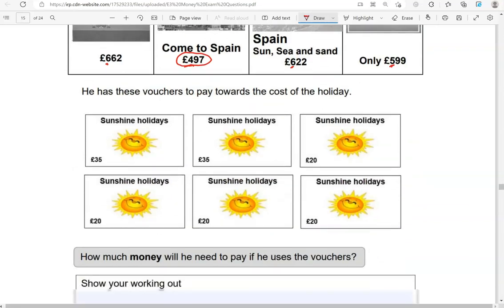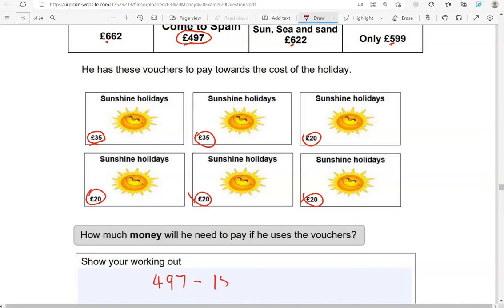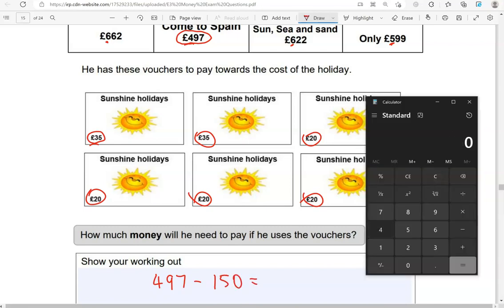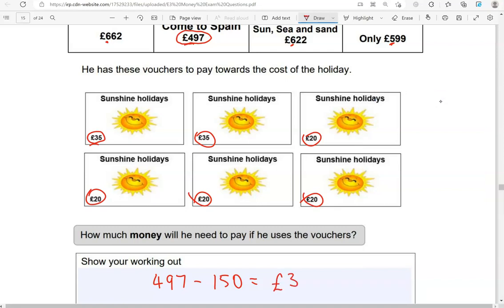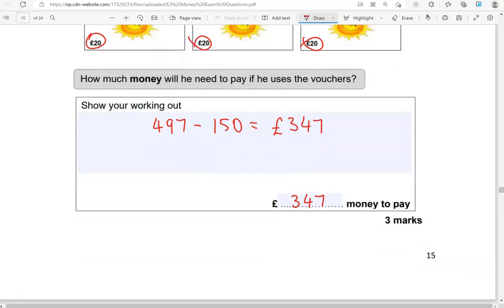So he has these vouchers to pay towards the cost of the holiday. So that's 35 and 35, 20, 20, 20, 20. So we'll need to add these together. 35 plus 35 plus 20 plus 20 plus 20 plus 20 gives us £150. So we'll do now 497 minus 150. Which is £347. So it's £347 money to pay.